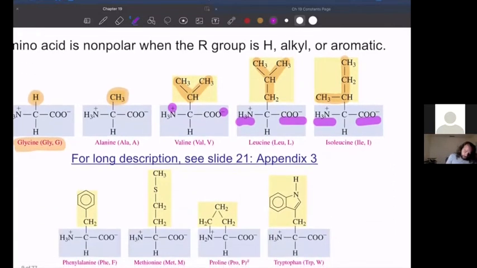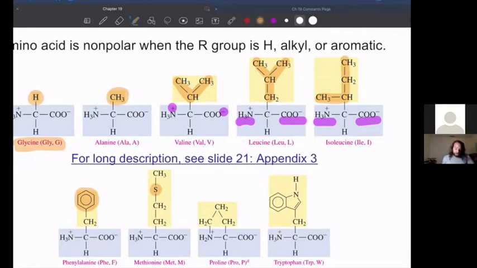Other nonpolar groups would be aromatic groups. So something like just a benzene ring on phenylalanine. This is a big nonpolar group. So now we're getting a little bit larger with these aromatic groups. Methionine is a little bit of a weird one in that it's like an alkyl chain, but there's this sulfur here. It's still a nonpolar group. It can't really form hydrogen bonds. So it's not a polar group.